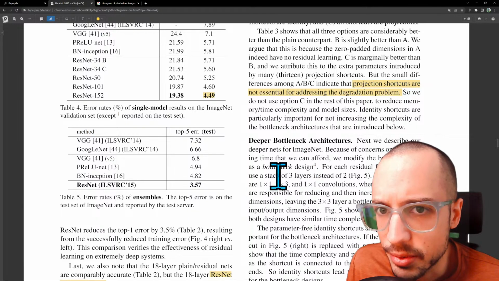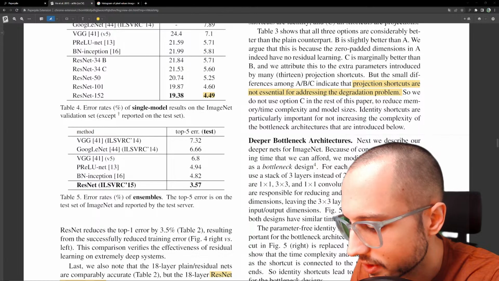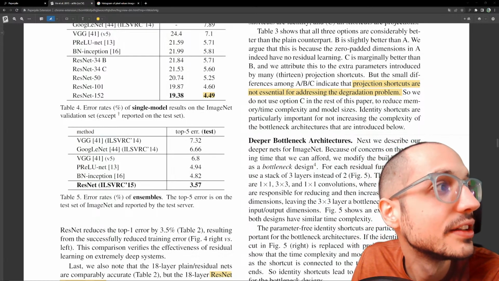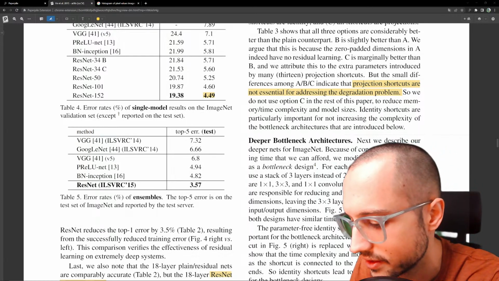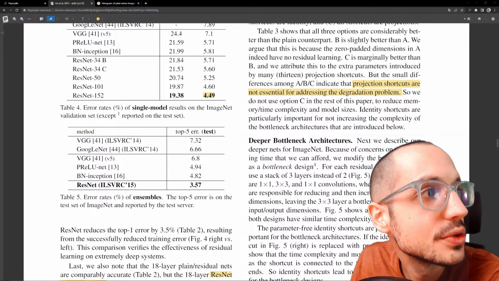We describe our deeper ImageNet models. Do it on 2x speed.